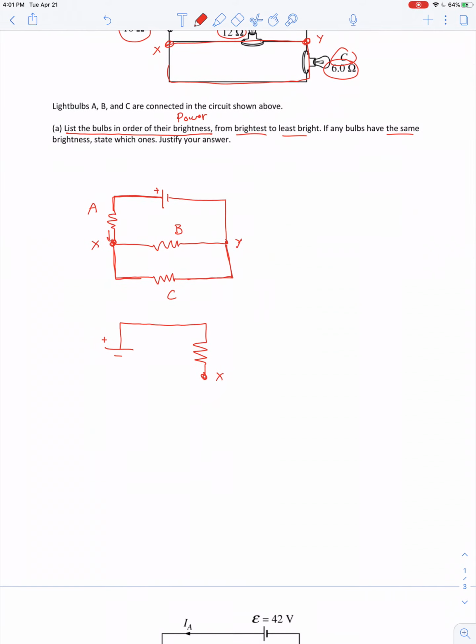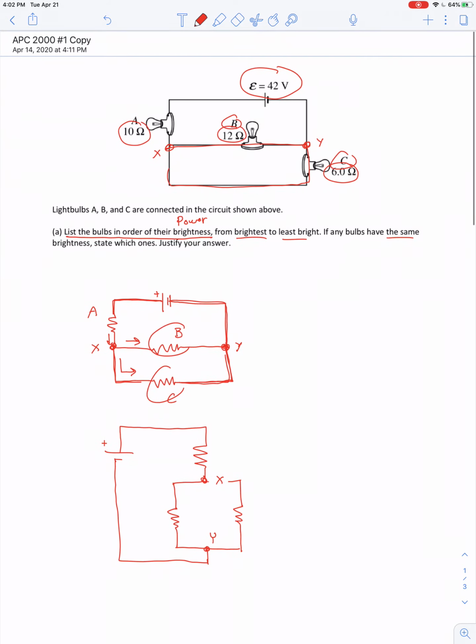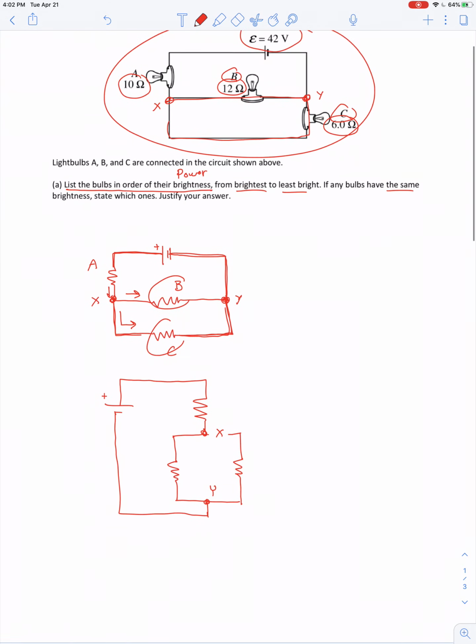Once we get to that junction X, we can have 2 possible paths to get to point Y. So from junction X, it splits off, and these 2 paths each have just 1 resistor on them. One of them has resistor B, the other has resistor C, and those 2 recombine at some point Y, and then from there it's off to the negative terminal of the battery. I like that circuit diagram a little bit better than this one. It's easier for me to relate to anyway.